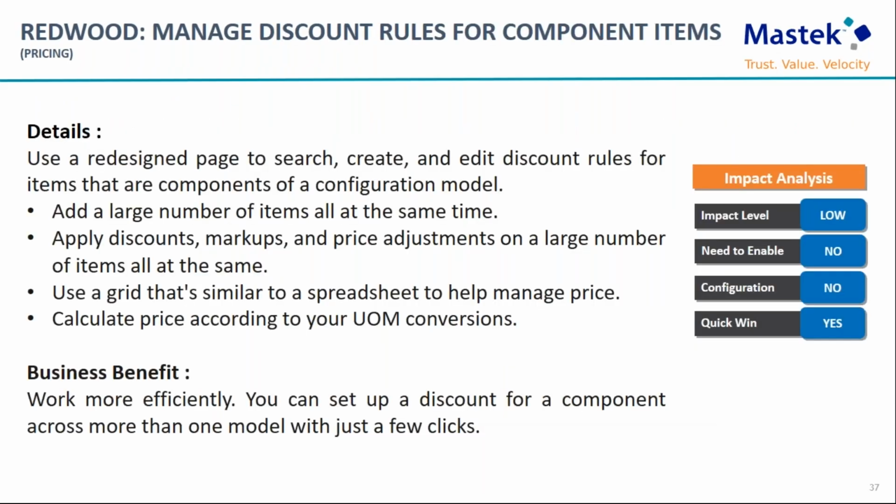The next feature is manage discount rules for component items, which is also a Redwood feature in pricing. It uses a redesigned page to search, create, and edit discount rules for items that are components of a configuration model. Using this feature, we can add a large number of items all at the same time. Also, apply discounts, markup, and price adjustments on a large number of items all at the same time. It also uses a grid that's similar to a spreadsheet to help us manage the prices. It calculates the prices according to our UM conversion.